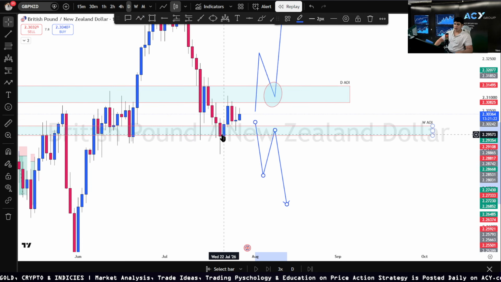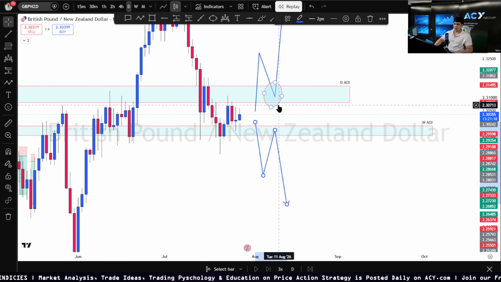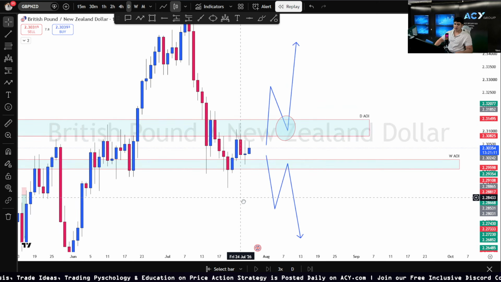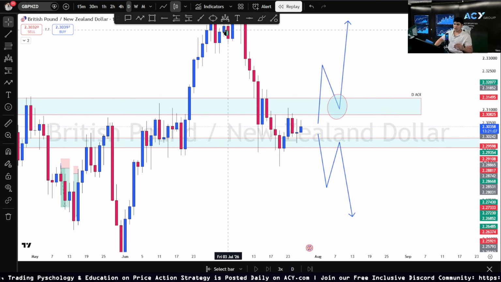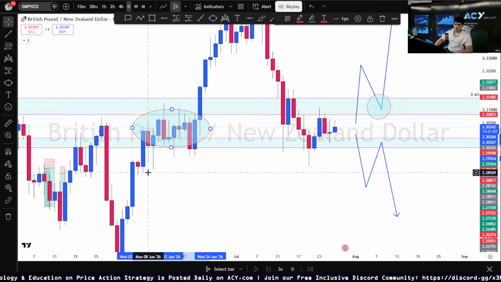Once the market breaks below this weekly support, it could potentially act as resistance. Just be patient and wait for the breakout. There's no need to take buys right now because the market is still inside a consolidation. Look at what happened here. The market is stuck in a consolidation zone.